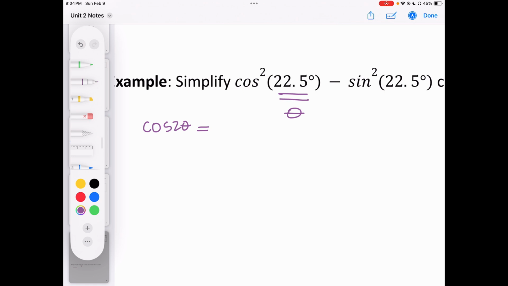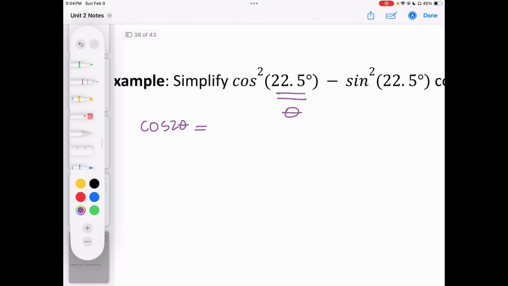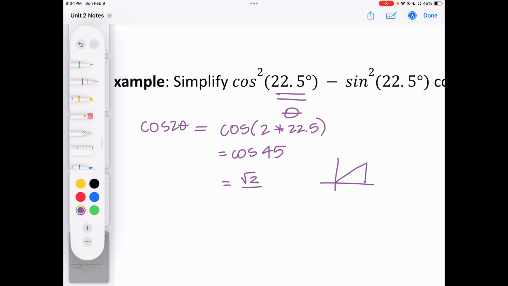And we know theta is 22.5. Okay. So if we use that knowledge, we would say cosine of 2 times 22.5, that's going to be cosine of 45. Well, you know what that is, right? We've done that plenty of times. We're in the first quadrant of the unit circle and we're at root 2 over 2. So all of that is equal to root 2 over 2.